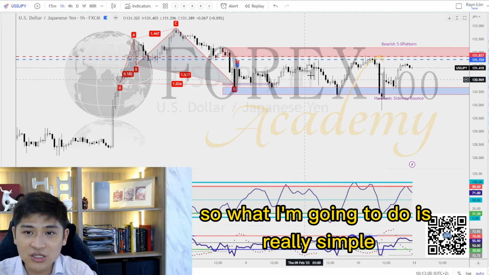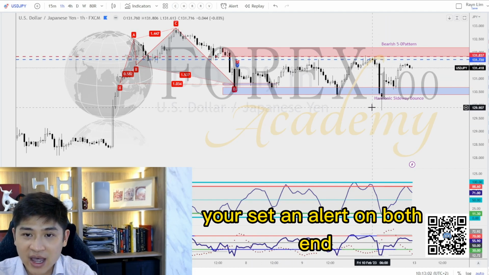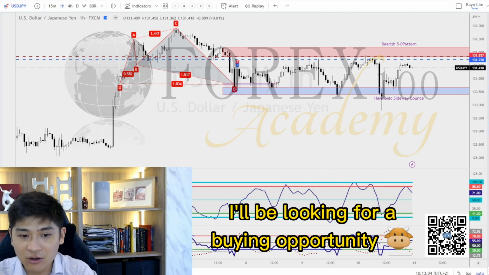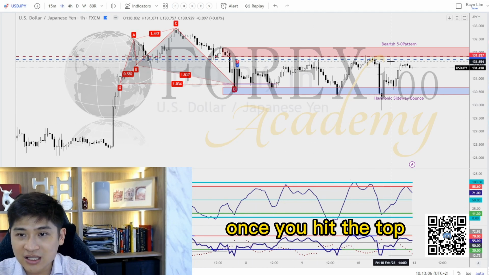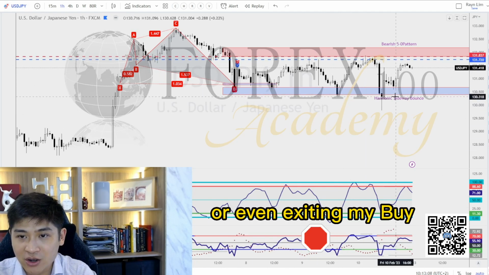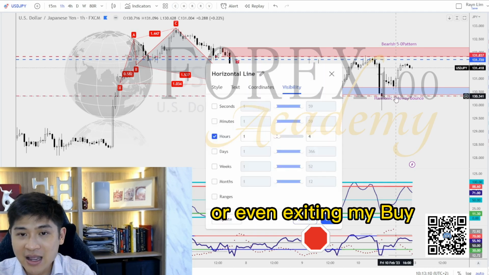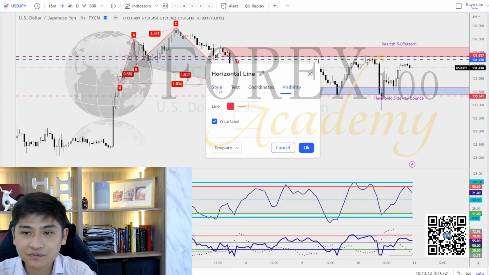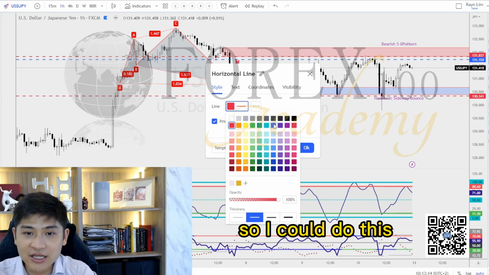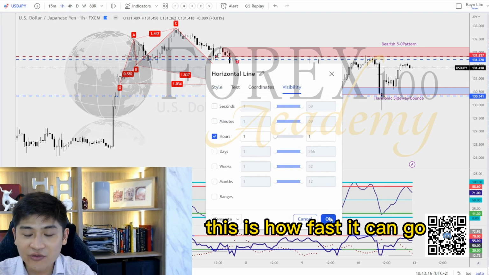So what I'm going to do is really simple: set an alert on both ends. Once it hits the bottom, I'll be looking for a buying opportunity. Once it hits the top, I'm looking for a shorting opportunity or even exiting my buy. That could be one of the ways. So I could do this. You can see this is how fast it can go.